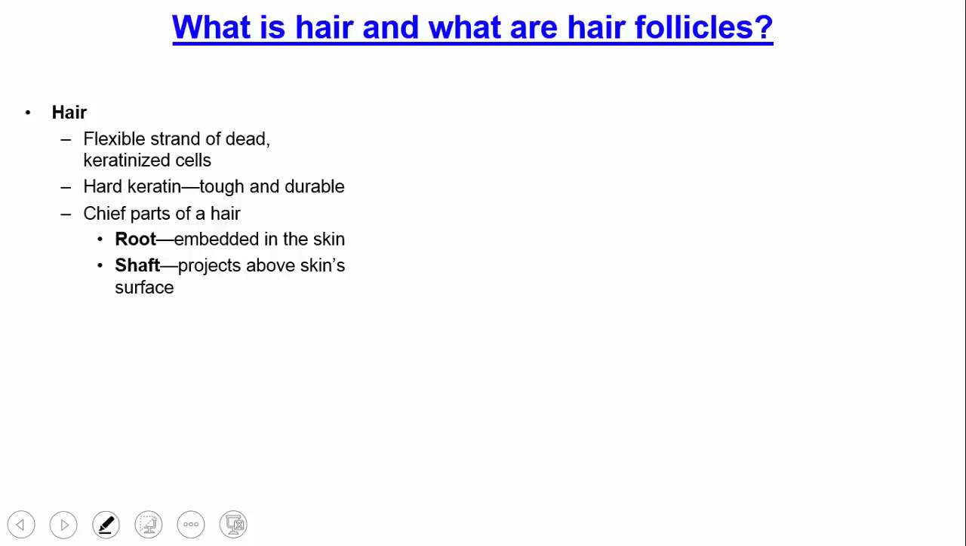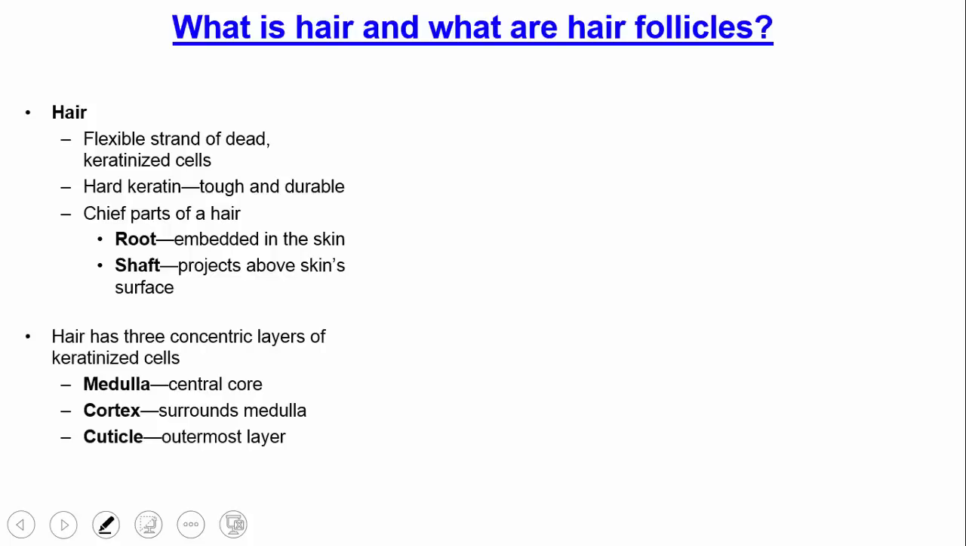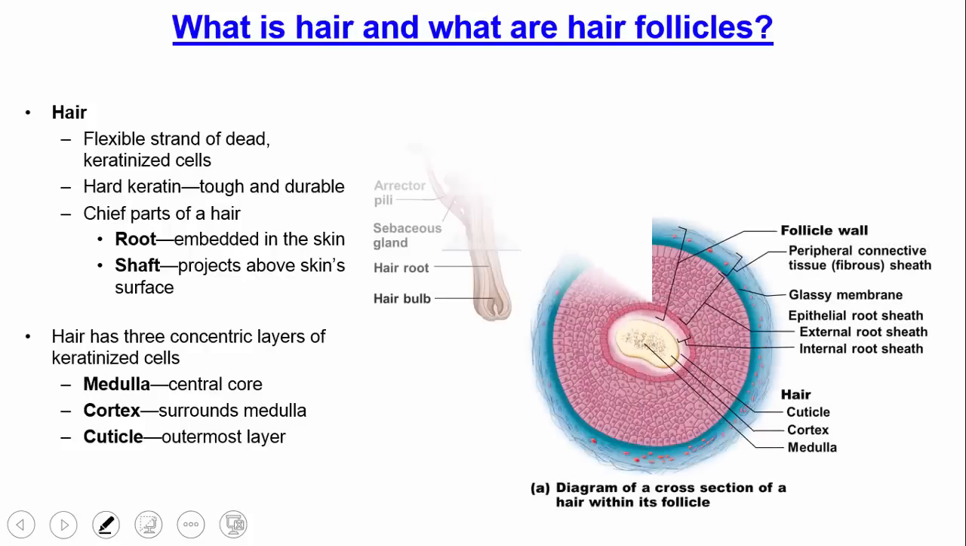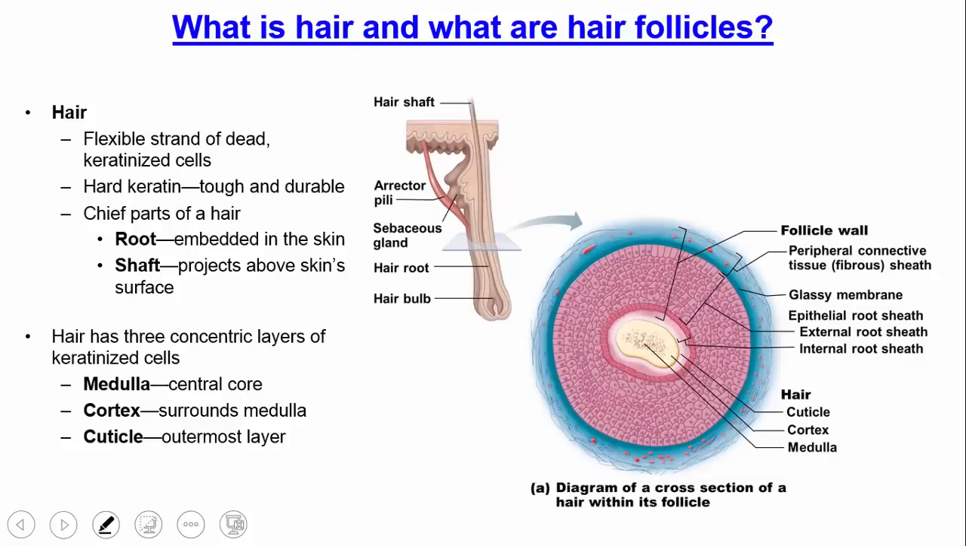And there's two main parts to hair. There's the root that's embedded in your skin, and there's the shaft that projects up, which is the hair that you see. Hair has three different concentric layers of keratinized cells. Something called the medulla, the central core, which you'll see in a second, the cortex that surrounds the medulla, and the cuticle, the outermost layer. And you can see those here when you focus on it. The medulla is right in the middle, the cortex is surrounding that, and the cuticle is outside of that as well.